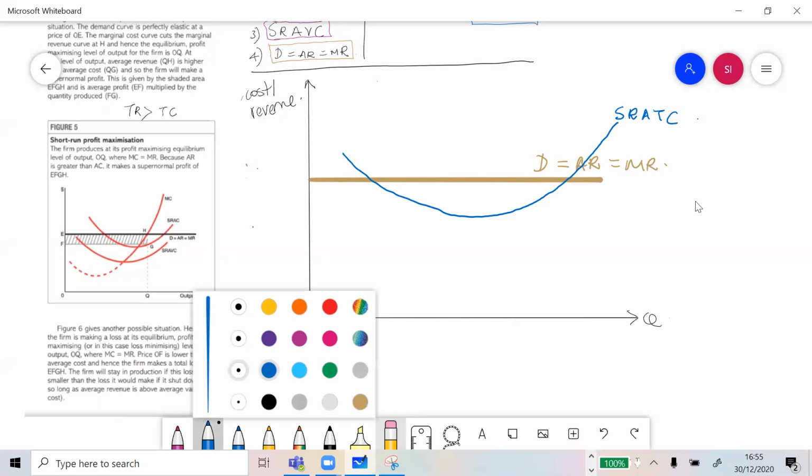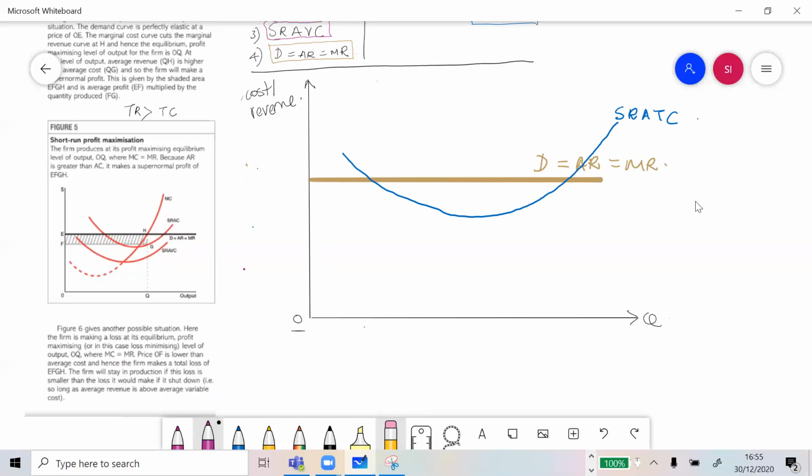Once I'm done with this, I'm going to draw my short run average variable cost curve. So make sure your short run average variable cost is below your short run average total cost, and it should be parallel. So this is my short run average variable cost.